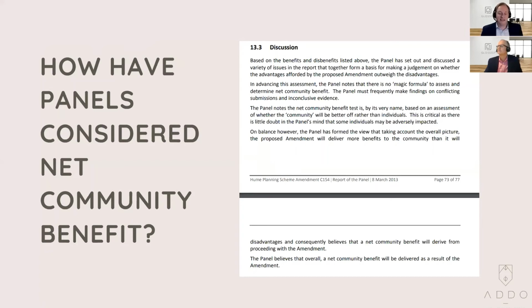And like many of the VCAT cases that have been advanced in this presentation and many more, there's an acknowledgement that there is no magic formula to determining net community benefit. The panel found in this case that it needs to assess whether the community will be better off rather than the individuals, and that some individuals may be adversely affected. And this effectively goes to the link that John was talking about with the Calder-Hicks test. It's also acknowledged within the panel discussion that you can make an assessment of whether or not you achieve a net community benefit based on inconclusive evidence or conflicting submissions that might be before you. So you don't need to have necessarily a conclusive position advanced in evidence, but rather you need to be able to establish that on the best evidence available to you, something would result in a net community benefit or not, in order to develop a framework for making a decision on whether net community benefit is achieved or not.